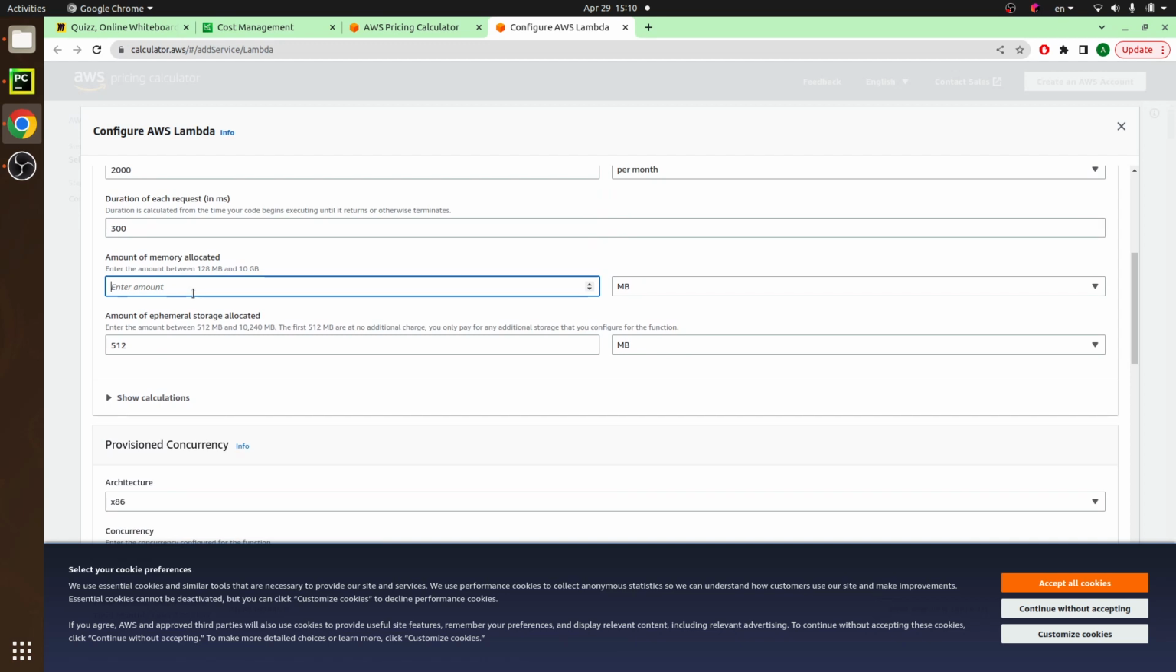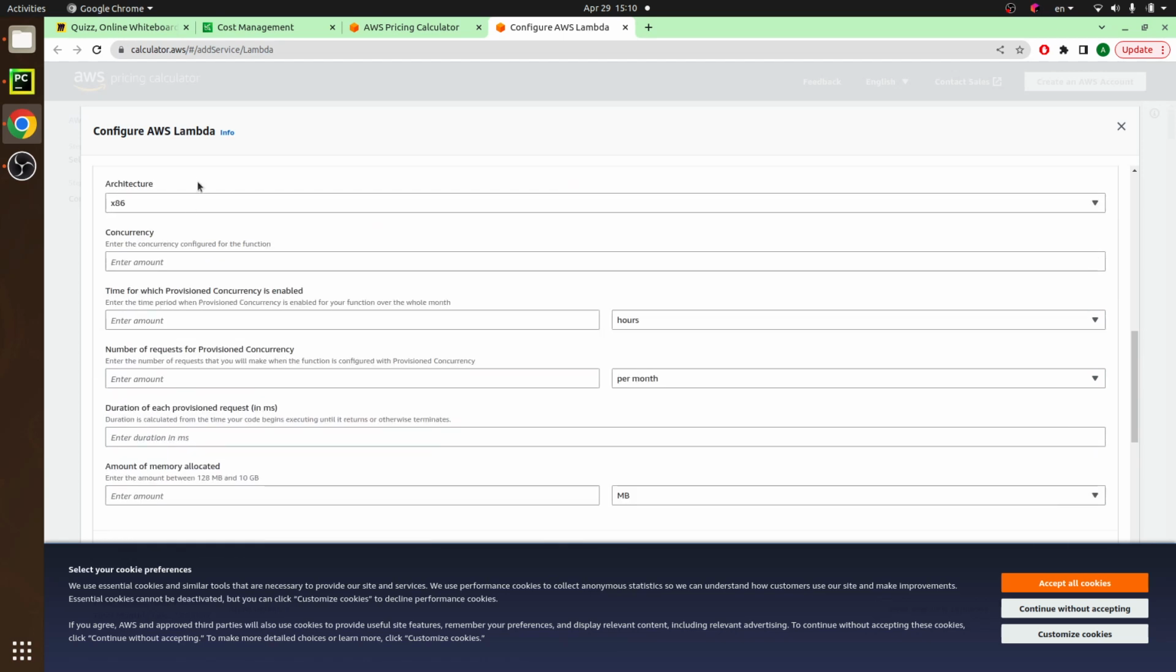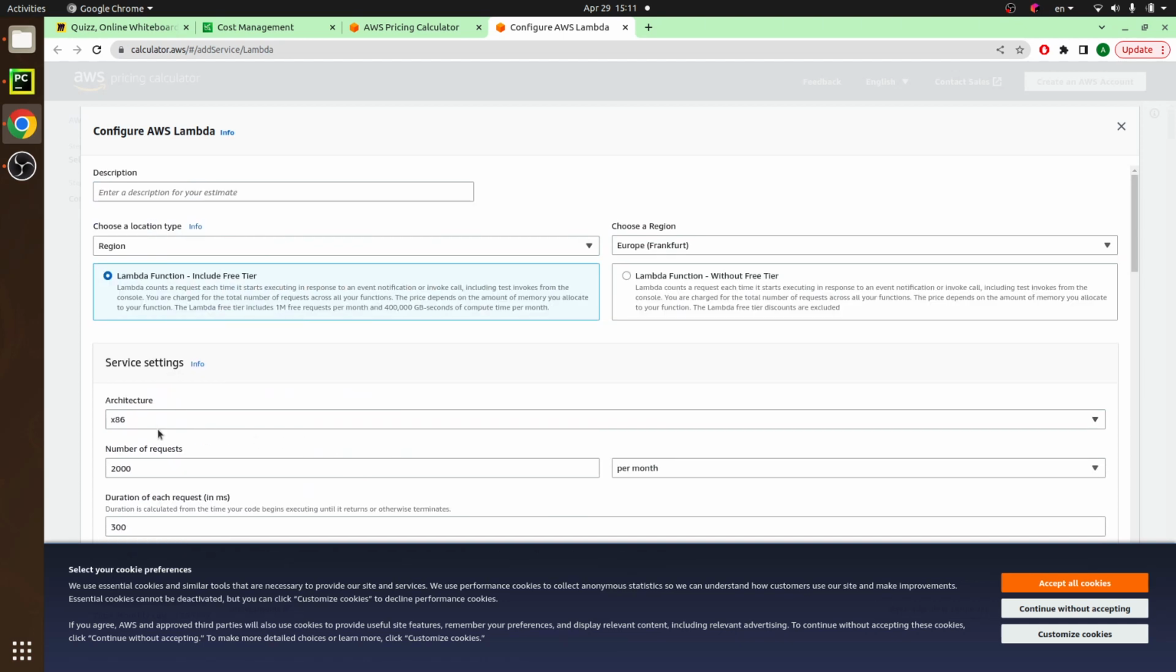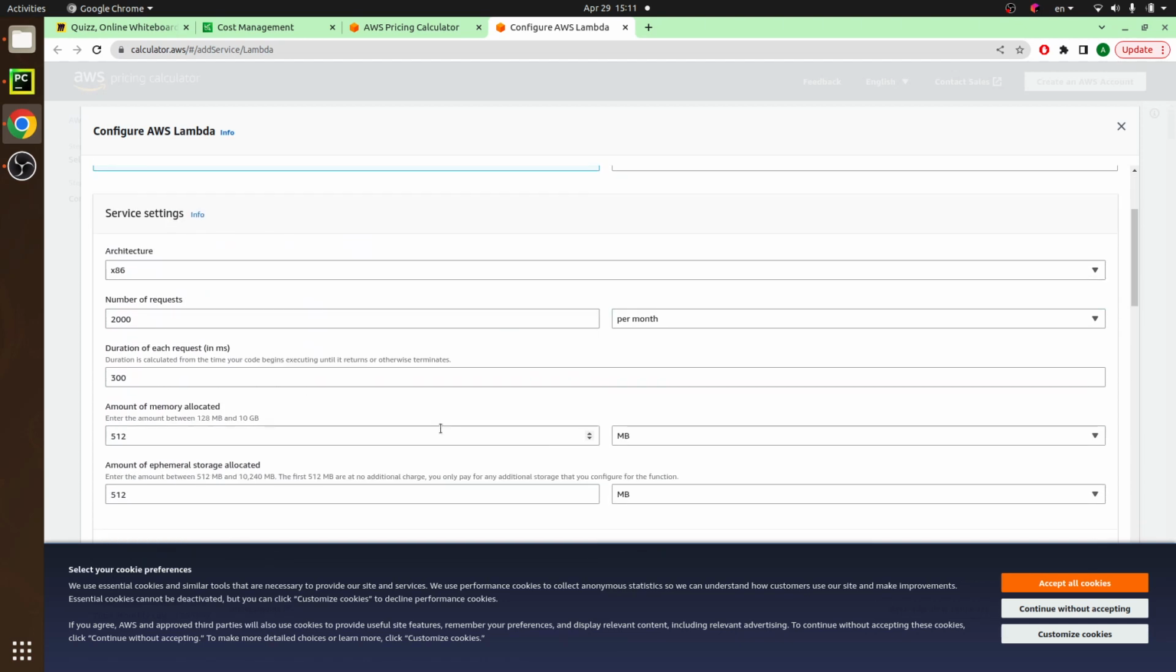And the amount of memory allocated shouldn't be too much. Not sure, but let me type this value. Okay, do I have calculations already? Lambda costs monthly, $0. But to be sure that our resource consumption for the Lambda calls and the computation time of the Lambda is not far from my estimation here, I should go back to check the Lambda in the AWS console and check the statistics.